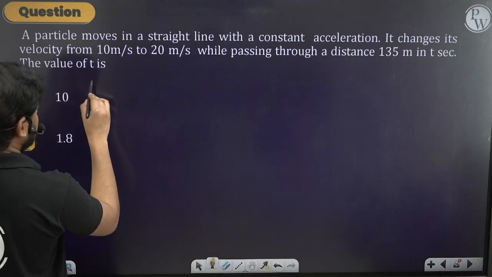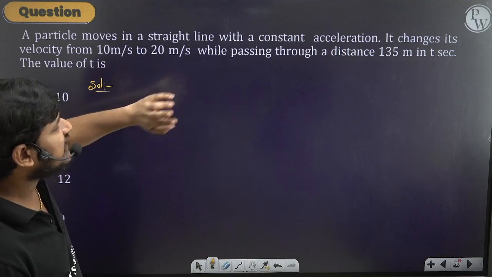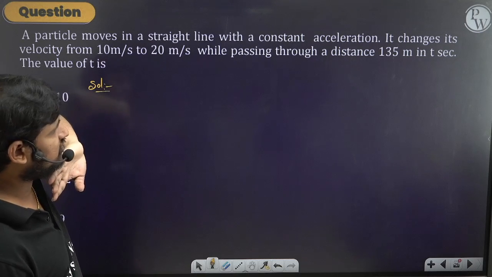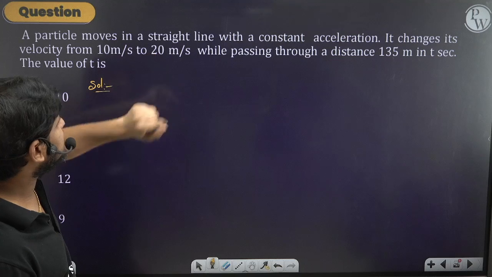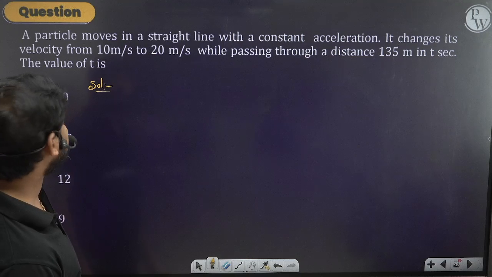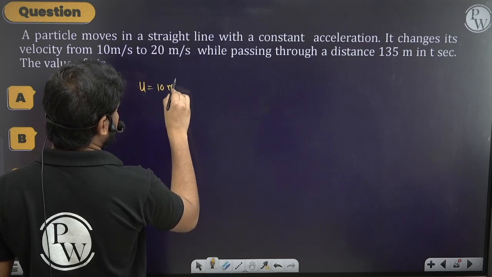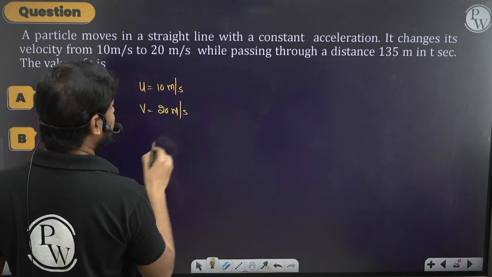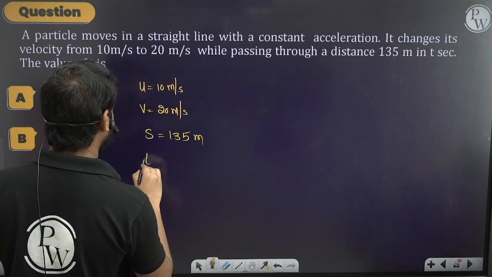So next, a particle moves in a straight line with constant acceleration. Constant acceleration means uniform motion equations you can apply. It changes its velocity from 10 meter per second to 20 meter per second while passing through a distance of 135 meters in t seconds. What is the value of t? Its initial velocity is 10 meter per second, its final velocity is 20 meter per second, and the distance covered is 135 meters. So we have to find the t value.